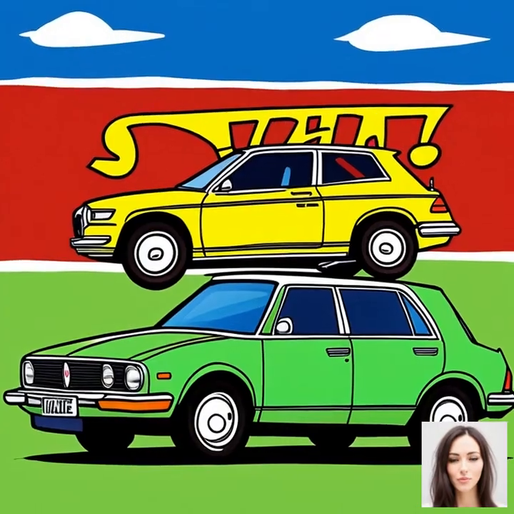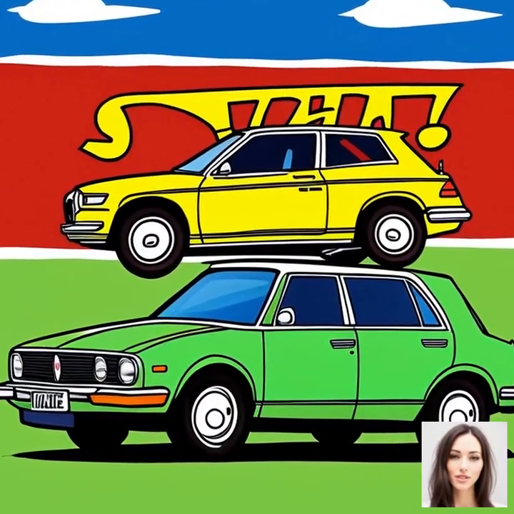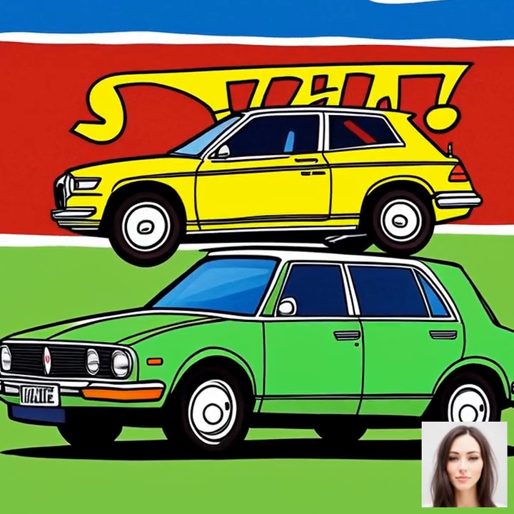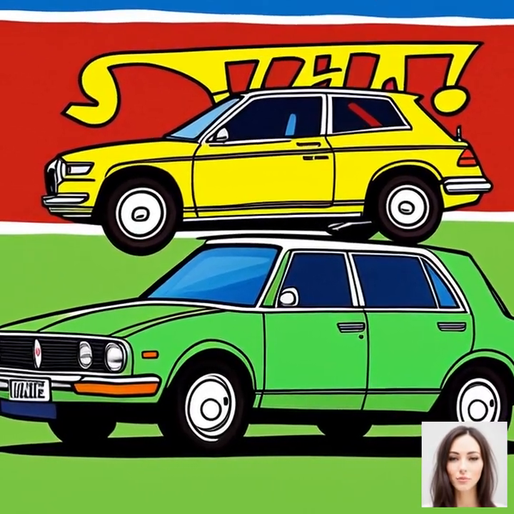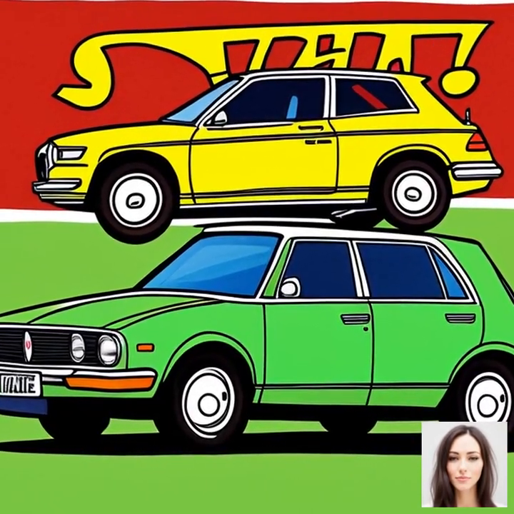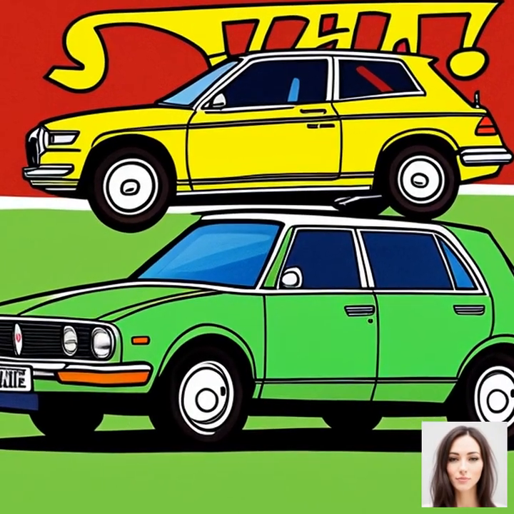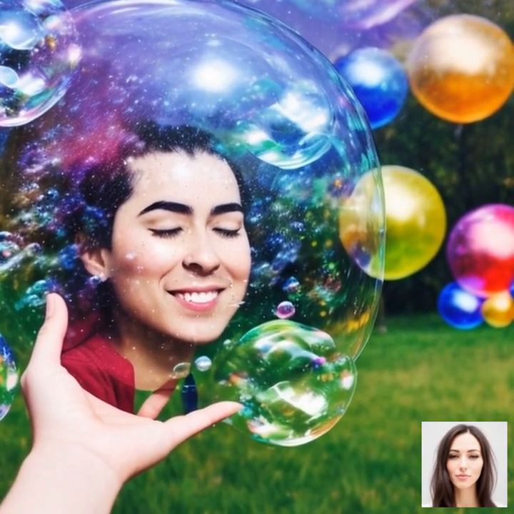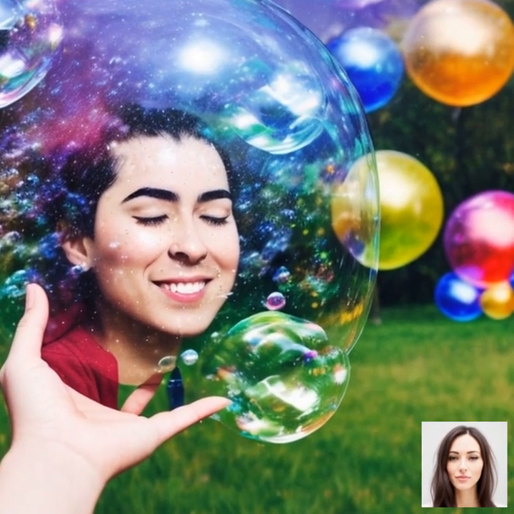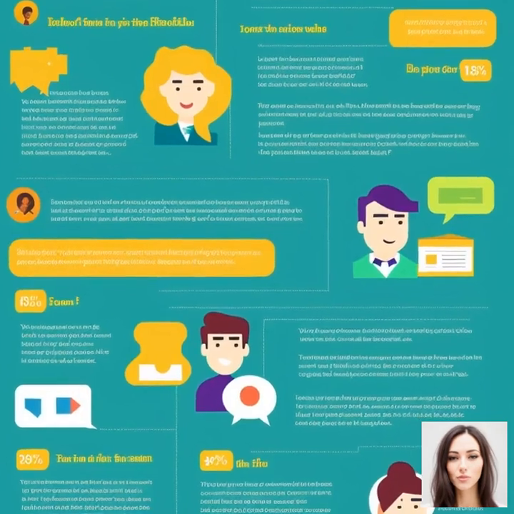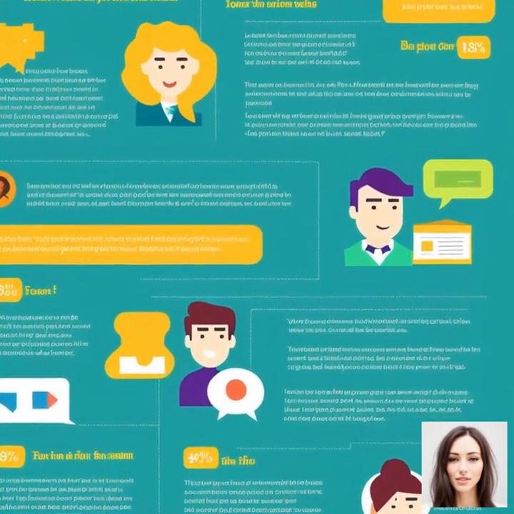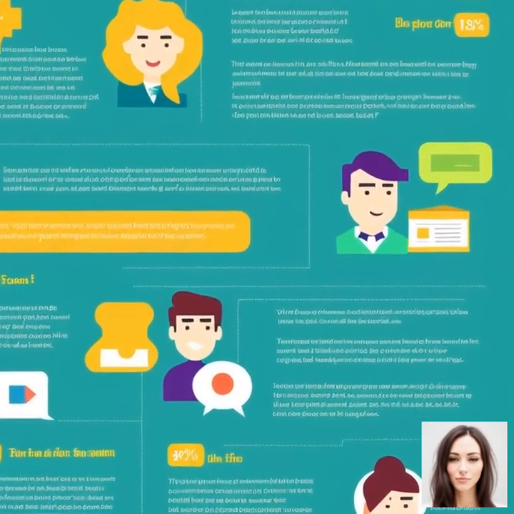Next, we have possessive pronouns, like mine, your, his, her, its, ours, and theirs. These pronouns indicate ownership or possession. For instance, rather than saying, that is the car of John, we would say, that is John's car, or that car is his.